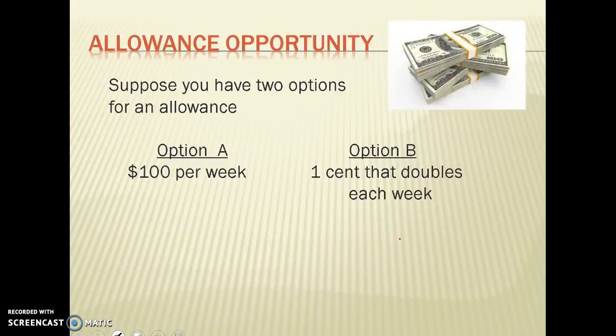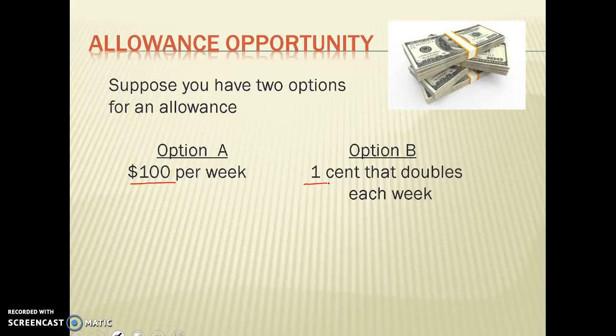I'm going to present just two options for you here. Suppose that you are offered allowance by your parents. Option A is that you get $100 per week. So every week for a whole year, your parents decide to give you $100. That would be a pretty good option. Option B is that you start off the first week with 1 cent, but that it doubles every week.